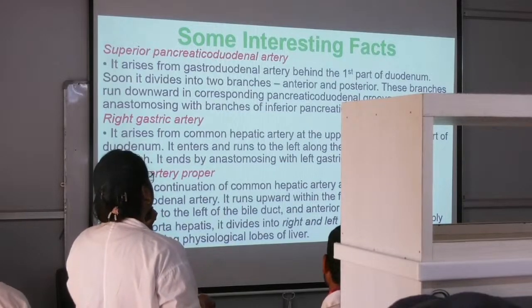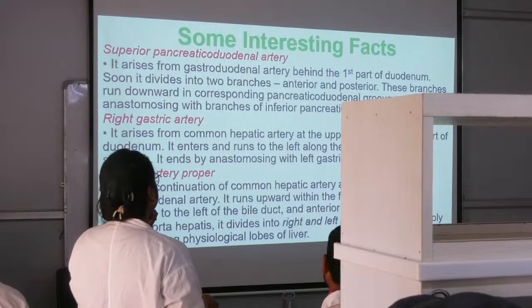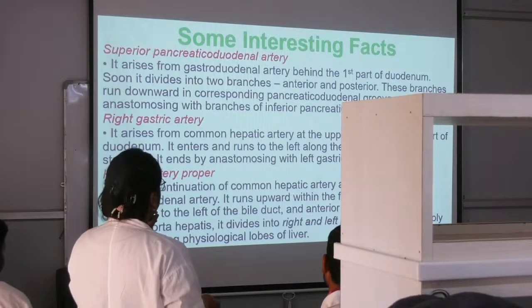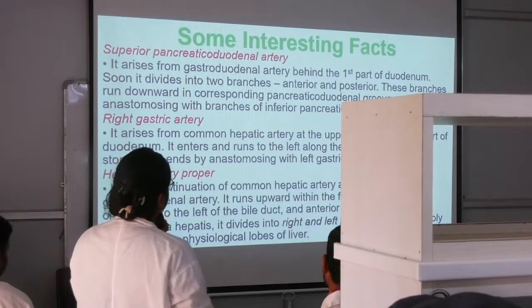Okay. Next is hepatic artery proper, which is the continuation of the common hepatic artery after the beginning of the gastroduodenal. It runs upward within the free margin of the lesser omentum to the left of the bile duct and anterior to the portal vein. And in the porta hepatis, it divides into right and left hepatic arteries to supply the corresponding physiological lobes of the liver. Okay.